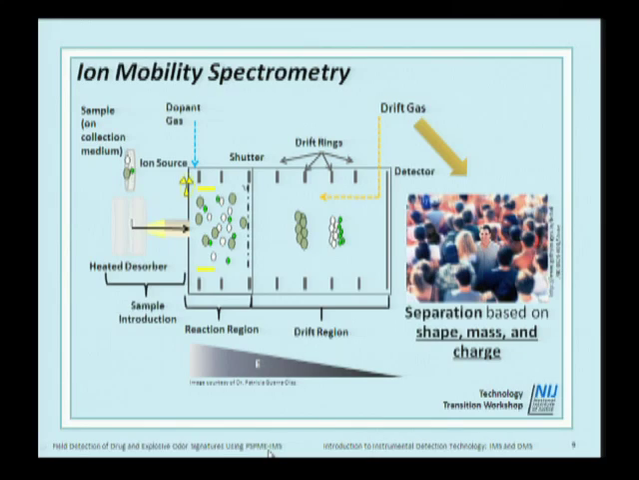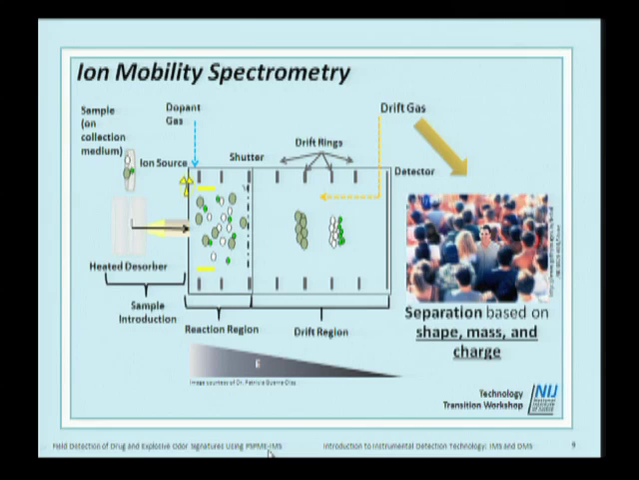So here's a schematic of the processes that are going on in the ion mobility spectrometer. Again, key is collecting your sample. You have to have it on some sort of medium, and you place it into the heated desorber, and all of the IMS instruments have this type of desorption unit. This heat vaporizes your sample into gas molecules. These molecules are directed into what's called the ionization region, and they're ionized through a series of chemical reactions. You can even introduce a dopant gas that will selectively ionize certain compounds and prevent others from being ionized themselves.